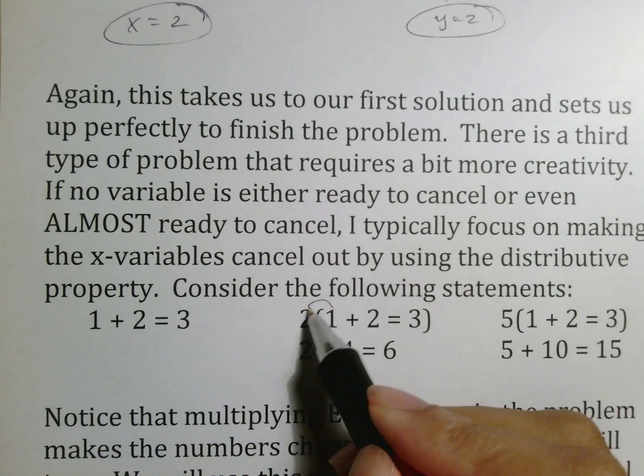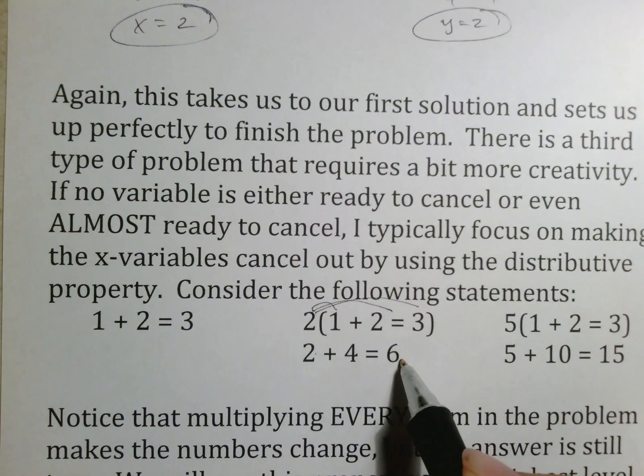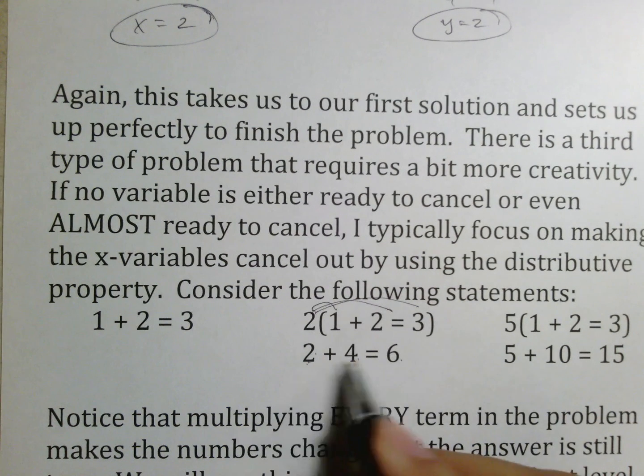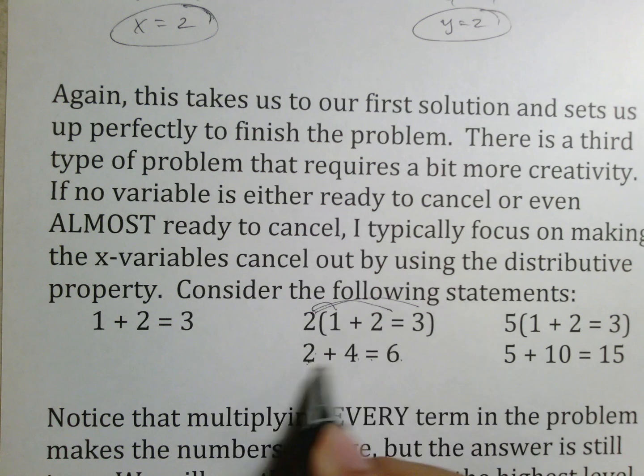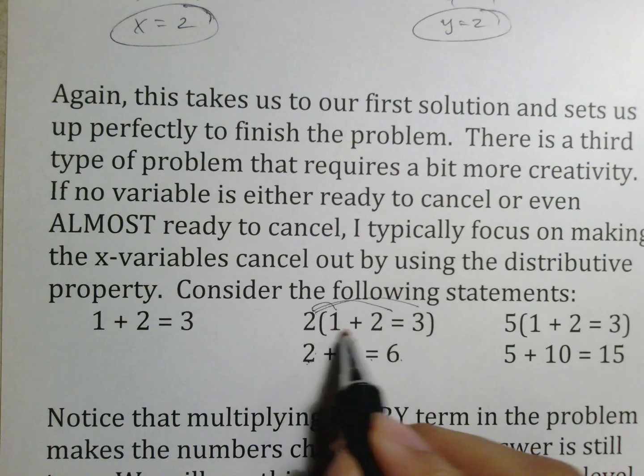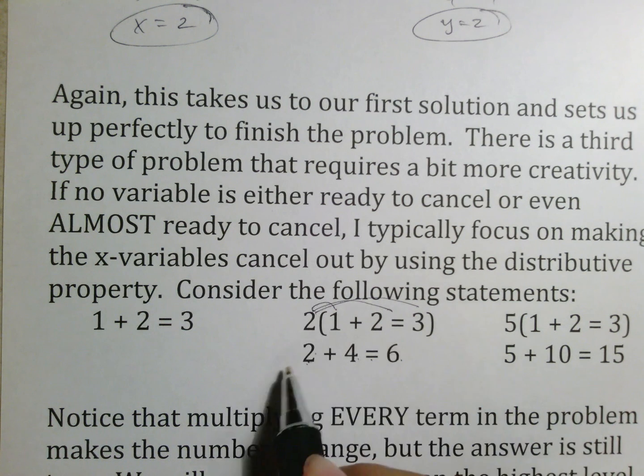2 times 1 is 2. 2 times 2 is 4. 2 times 3 is 6. Notice that 2 plus 4 is still 6, which means that this is still a true statement. Even though I took everything in here and simply doubled it, everything still ended up the same. It's still balanced out as an equation.